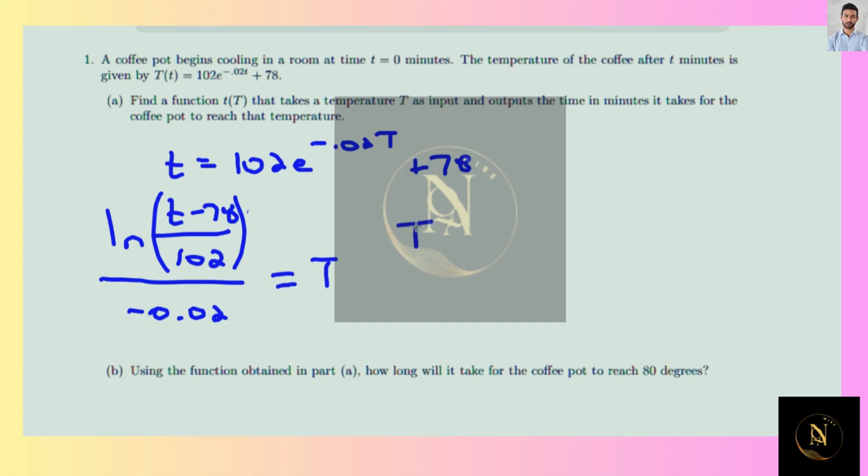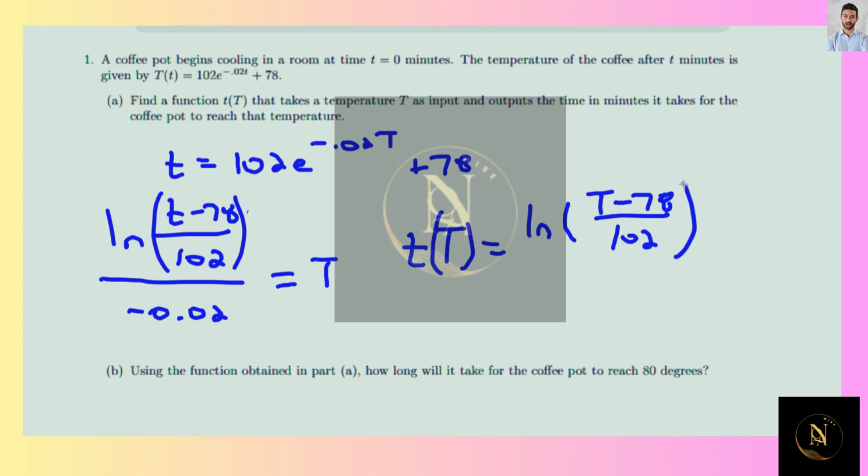So our function t of T would be the natural log of, we'll interchange them back now, T minus 78 over 102, divided by negative 0.02.